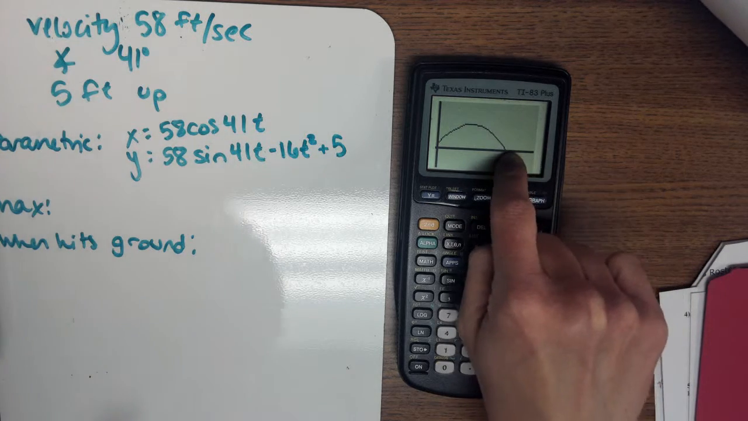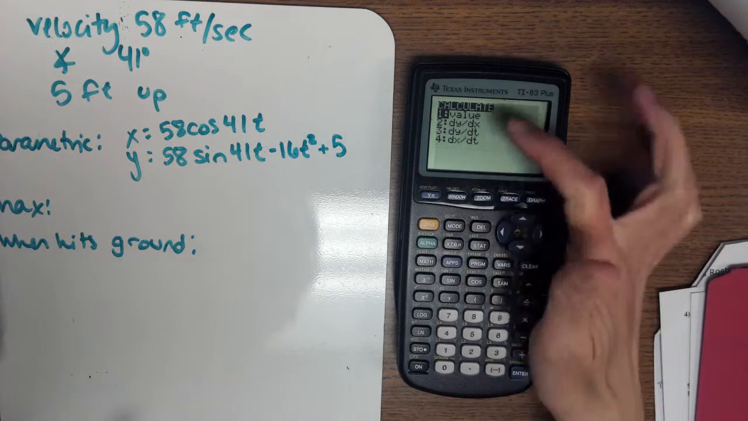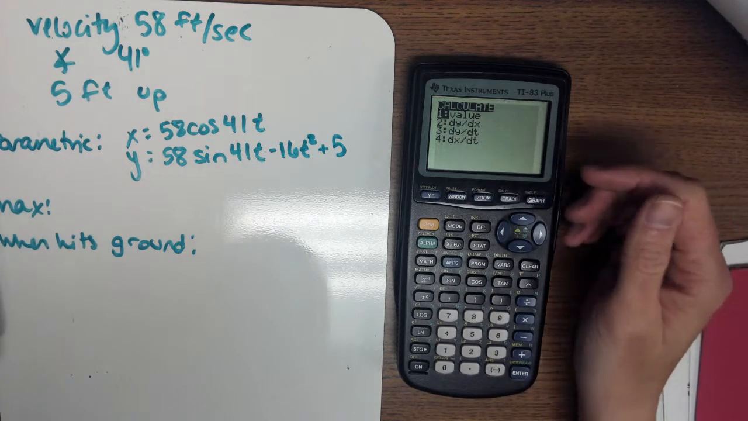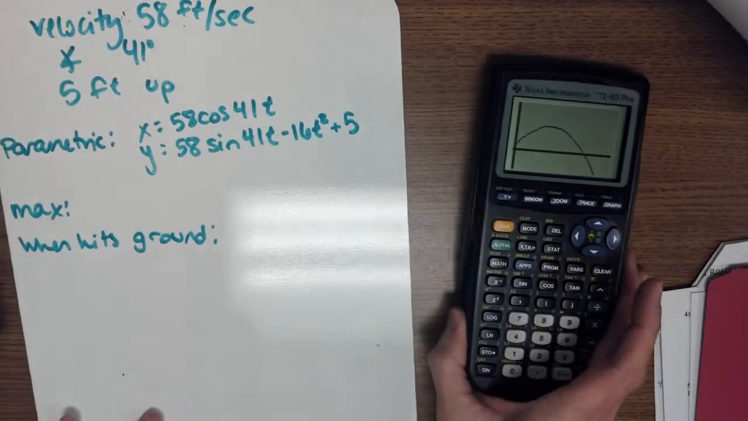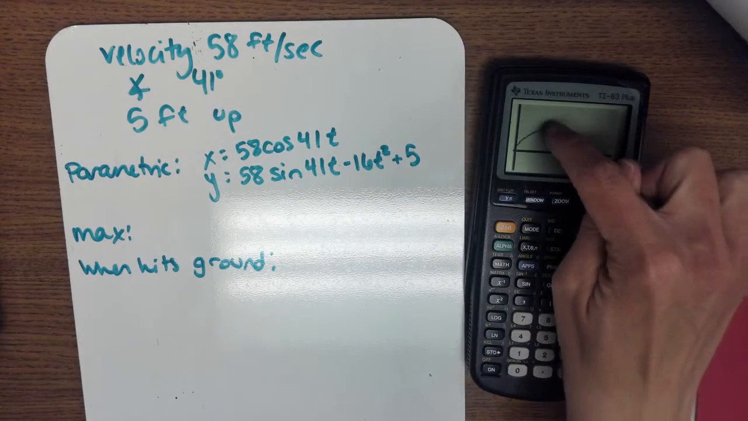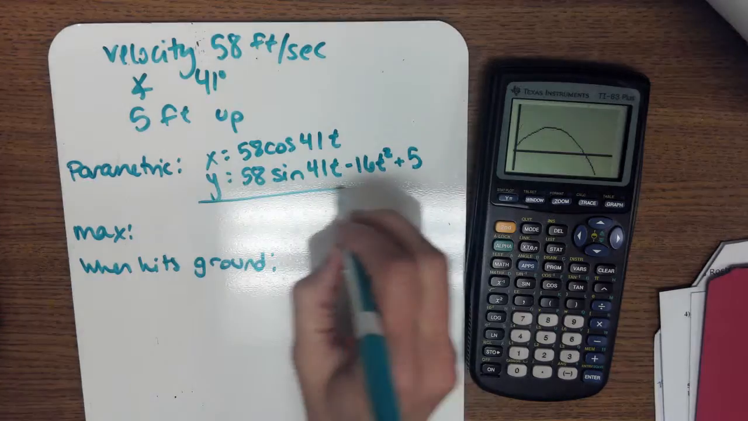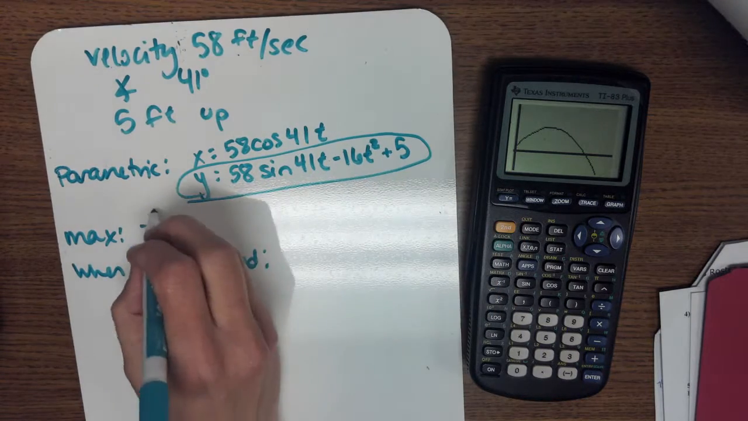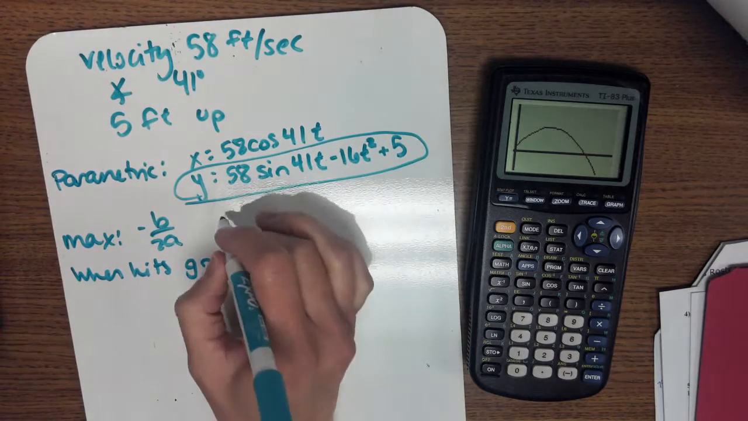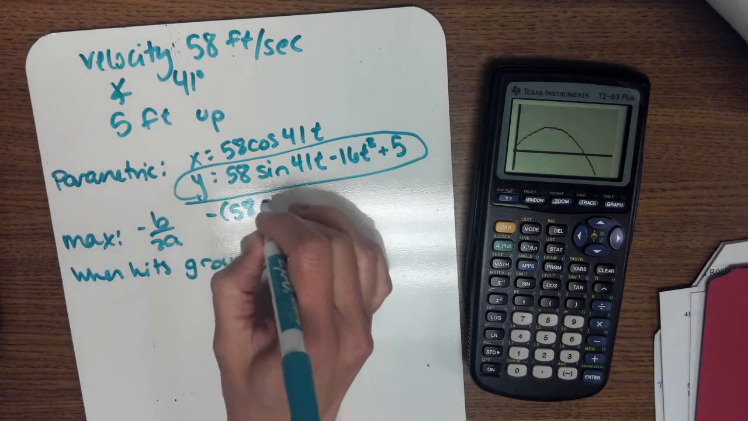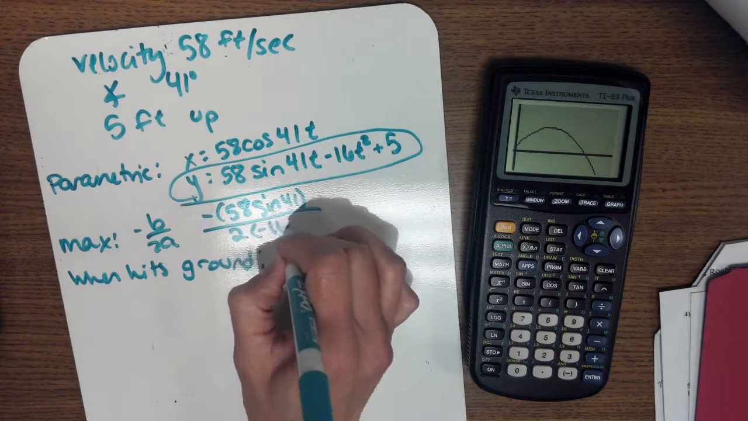That would be when it hits the ground. This would be its maximum. The problem in parametric mode is if you do calculate, we can't just calculate intersections or max and mins. So we're going to do that by hand, but that just gives me the shape. If I want to find that maximum, it's essentially the vertex of this equation. So negative b over 2a is coming back into play.